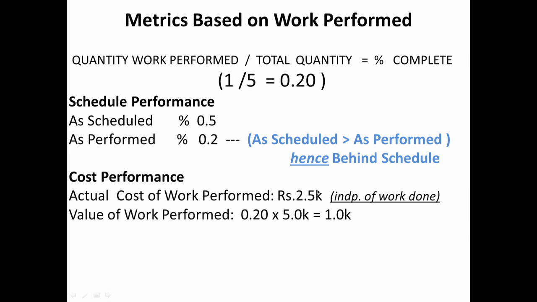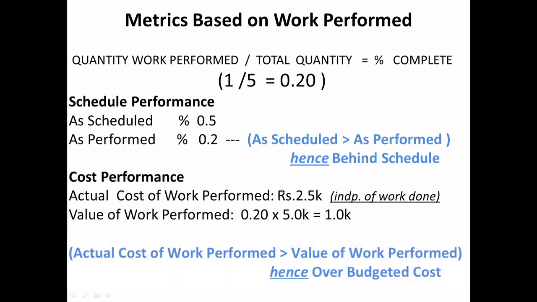So we are able to now make a comparison of the cost performance and say the actual cost of work performed is greater than the value of the work performed. That means I've actually spent more money than the value I've got for the work that's performed, so over budget cost. So this is a very simple way of introducing the fact that we have to measure value of work performed. So from this we understand that we are able to measure schedule performance, we are able to measure cost performance through this basic metric.